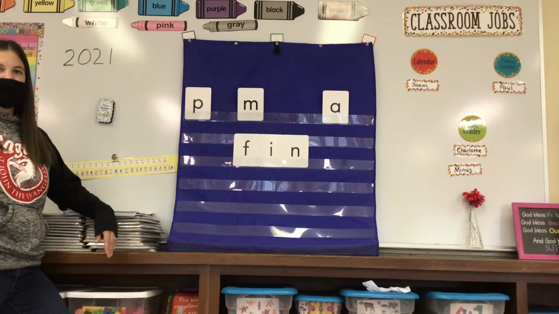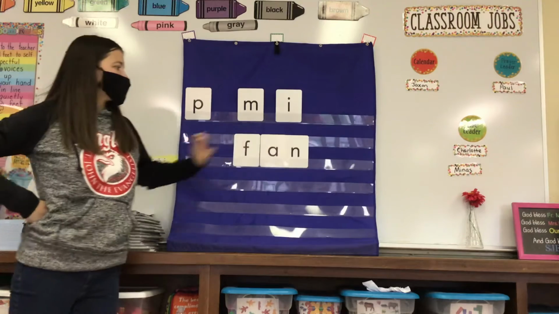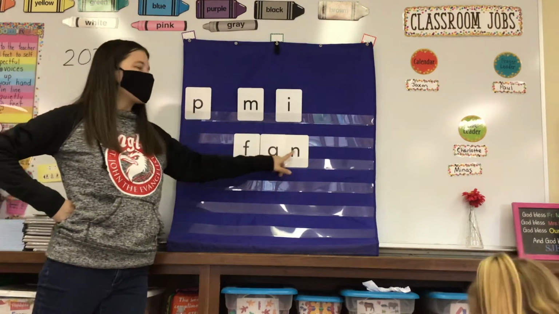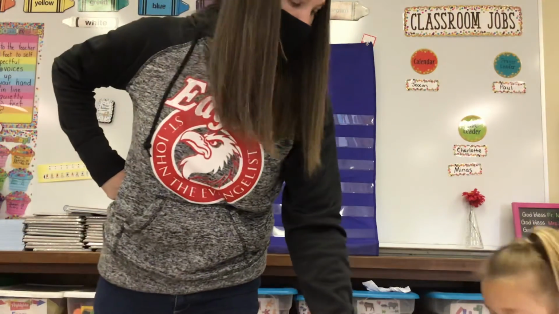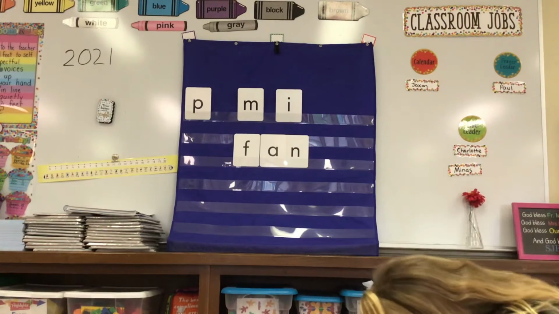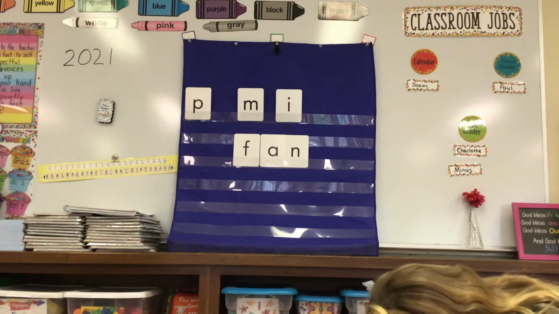Now this time, I am going to change the middle vowel. So it's going to go from fin to, everyone, what does that spell? Fan. Fan. Fan. So now, you should have fin written here. And now you're going to write fan. Look up there, Ben. One letter in each box. Okay? One letter in each box.